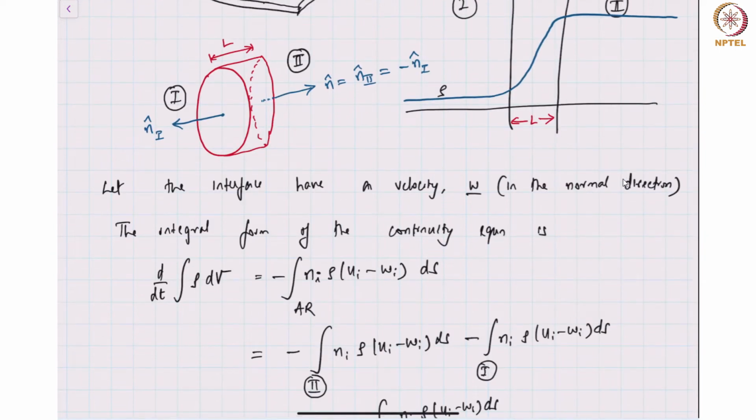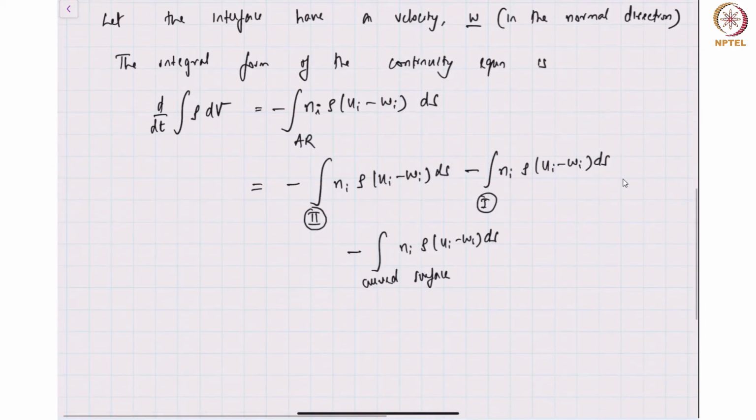So basically, I'm saying that this cylinder has three parts. There is a part of the cylinder which is facing into fluid 1. There is a part which is facing into fluid 2, but there is also a curved part of this tiny disc or cylinder. And that's the contribution from this curved part.